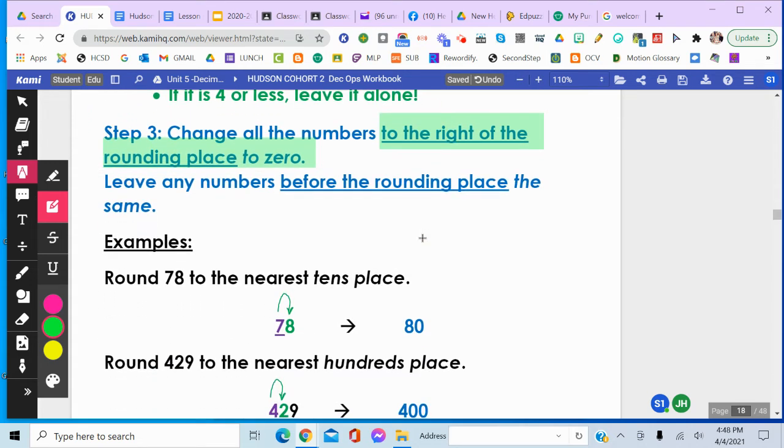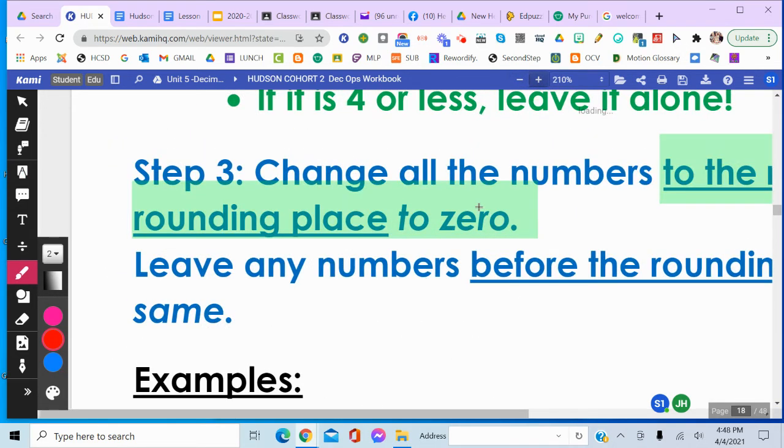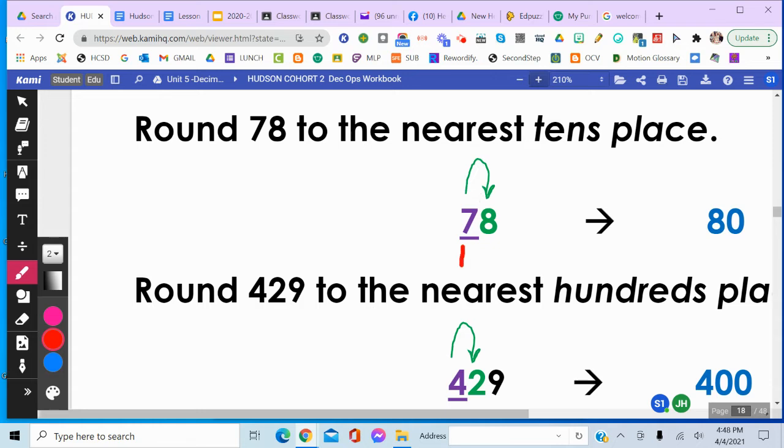So 78 to the nearest tens place. We know from our background knowledge that this is tens place, this is ones place. So if I want to round to the tens, the 7 is going to look to the right over to the ones place. That 8 is higher than 5. That's going to tell that 7 to bump up to an 8, and then everything after it becomes a 0. So that 8 becomes a 0.